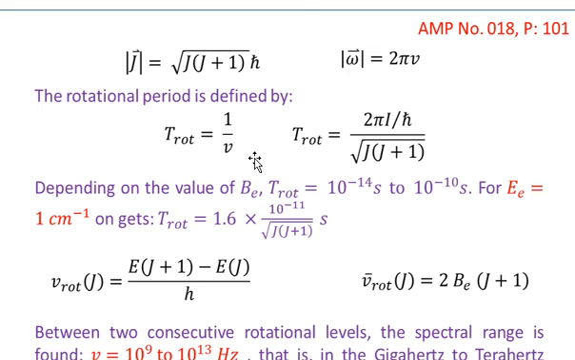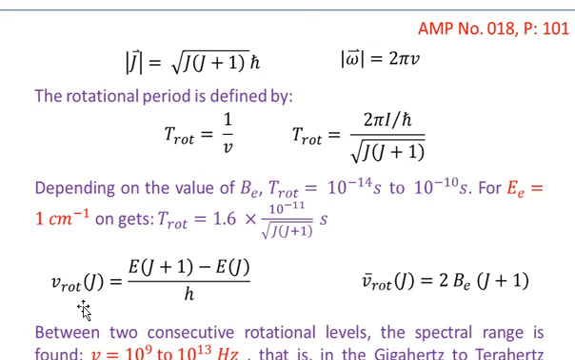The rotational period is given by T rotational is equal to 1 over nu, or T rotational is equal to 2 pi I divided by h bar and divided by the square root of J(J+1). Depending on the value of Be, T rotational varies from 10 to the power minus 14 second to 10 to the power minus 10 second. For Be equal to 1 centimeter inverse, one gets T rotational equal to 1.6 times 10 to the power minus 11 divided by the square root of J(J+1). This is shown in seconds.